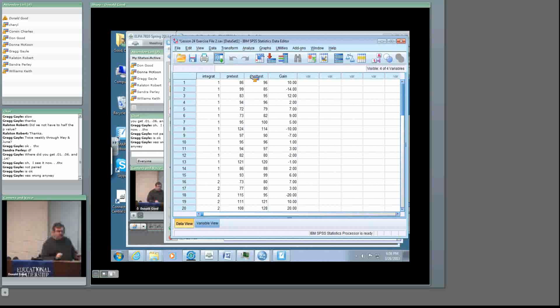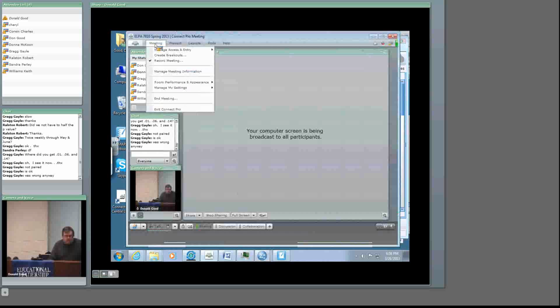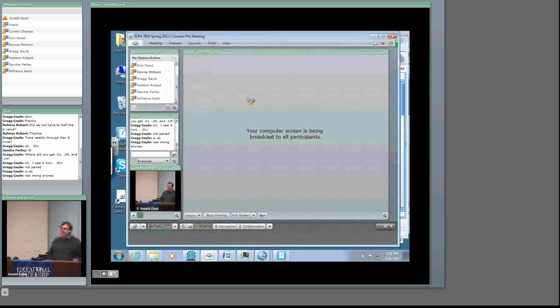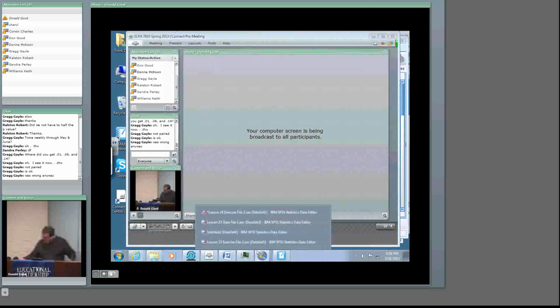Okay. Two things I want to do before I close this session. I want to do one more example like this, then I want to talk about the t-test write-up, because that's one of the next things you have to do. Walk with me to page 174 and open up lesson 23, exercise 2.